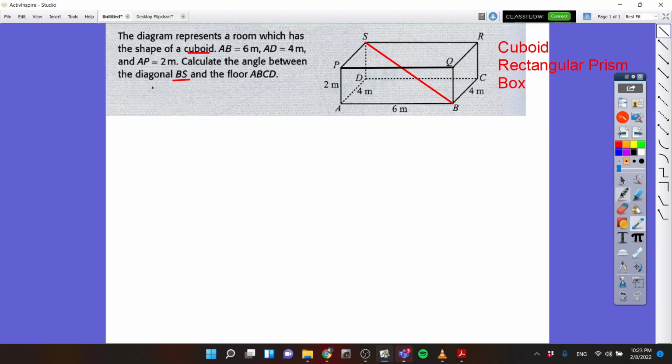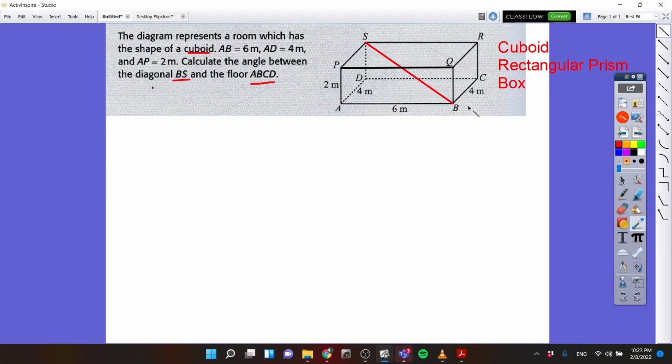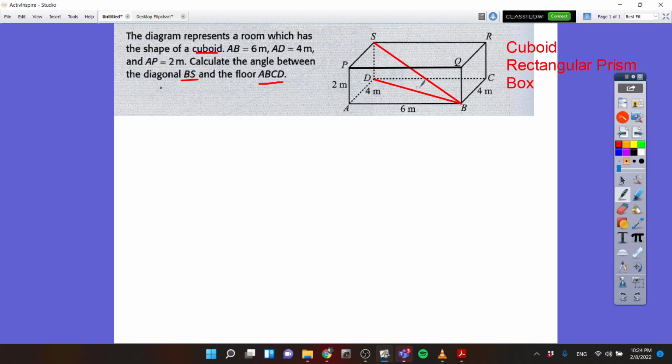When I think of this floor ABCD, that's like the whole floor, the base here. So the angle between that plane and this segment is going to be like this angle in here. I'll go ahead and mark that. This angle I will call theta. I could just call it X or whatever, but I will call it theta. Great, so we got angle theta, that's what we want to find.